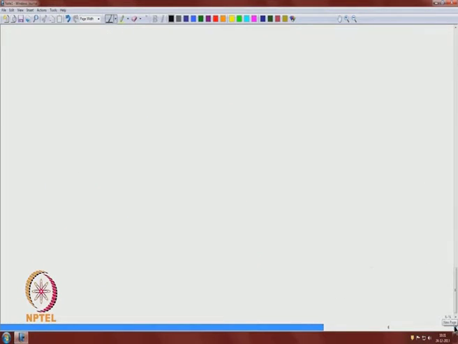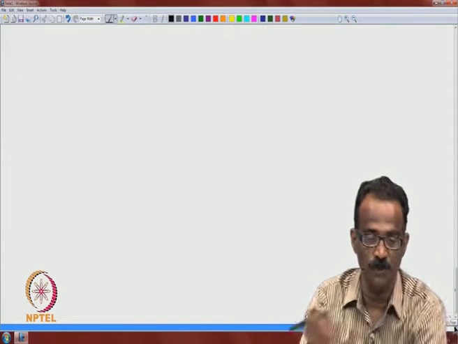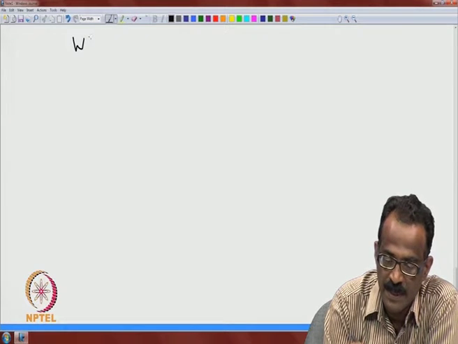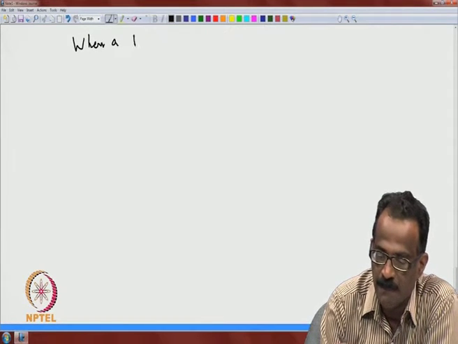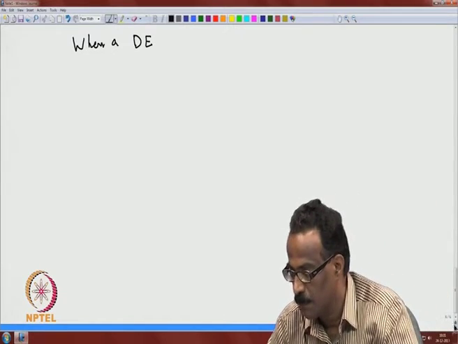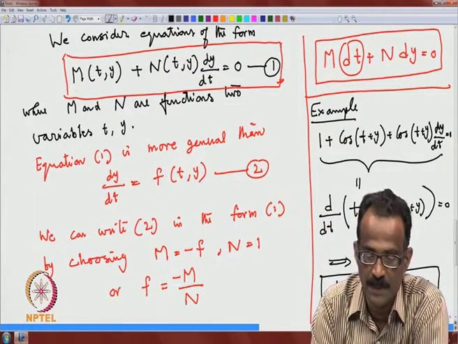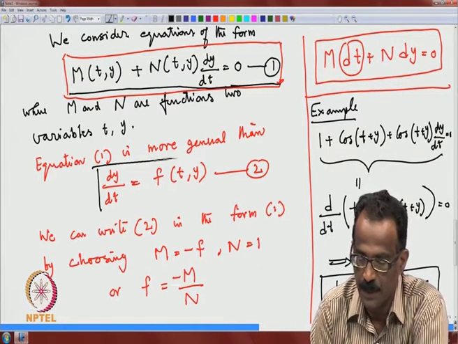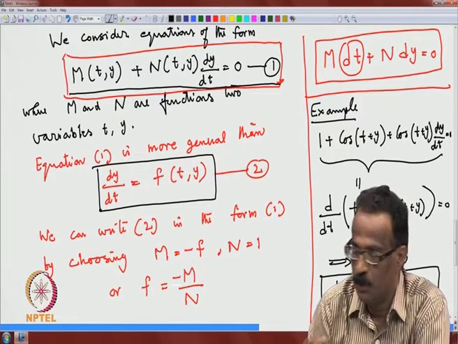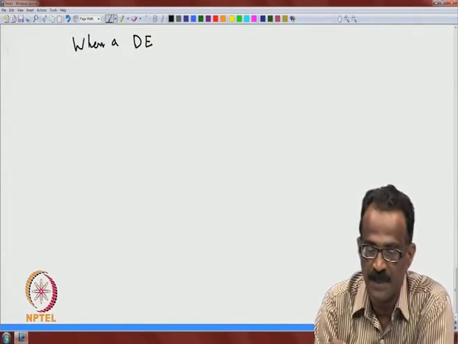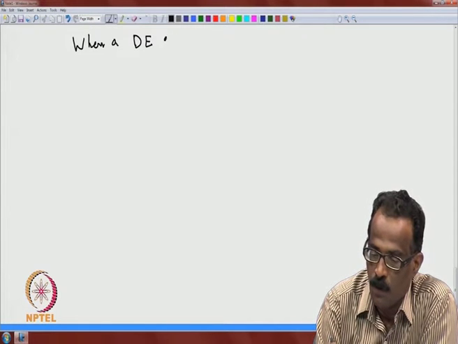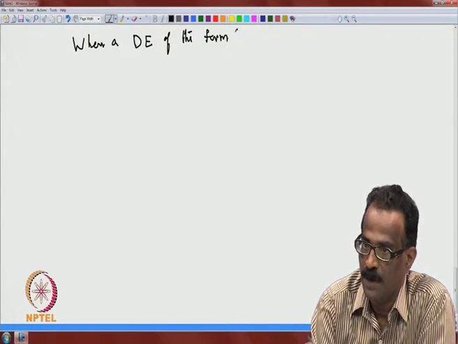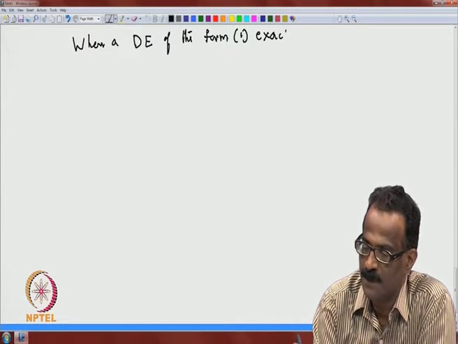So, our interest is to find these equations. We want to know when a differential equation is exact. Keep in mind that differential equation 1 is this one, and this is our differential equation 2. So, we want to know when a differential equation of the form 1 is exact.